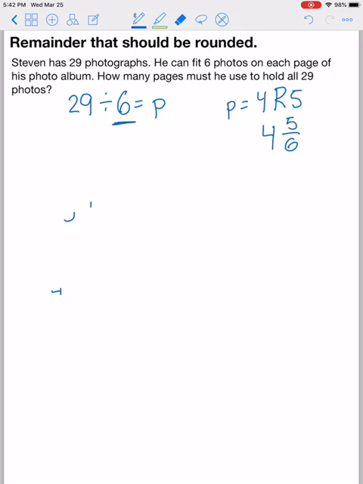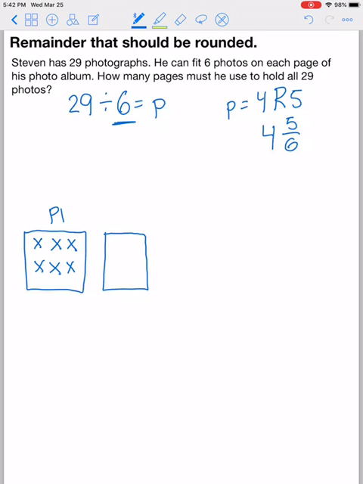But how many pages did Steven fill? Well, we know that he filled 4 pages. So let's be sure. He can fit 6 photos on each page. So that means if this is an example of a page, he could fit 6 photos. 1, 2, 3, 4, 5, 6. This is page 1. But he has 29 photos. So I know he has enough to fill another page. 1, 2, 3, 4, 5, 6. So page 2. So now I use 12 of those 29 photos.